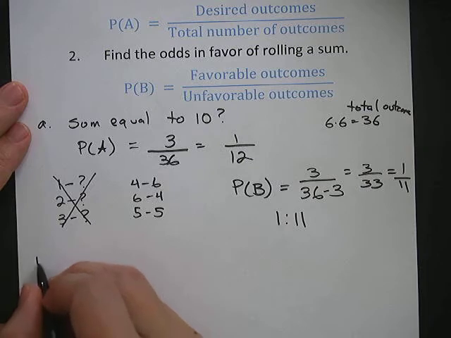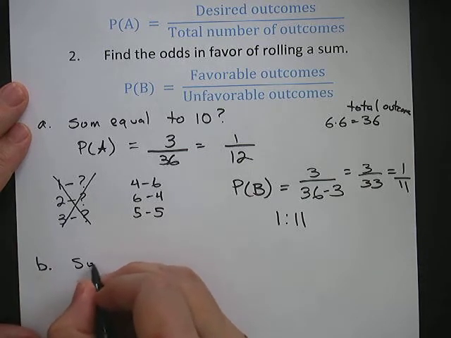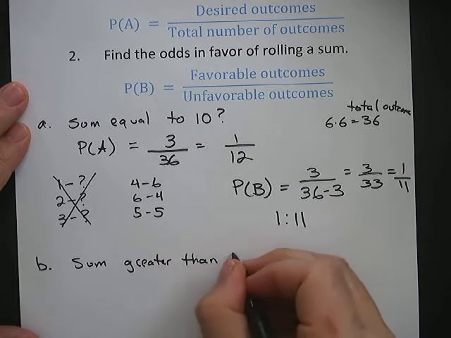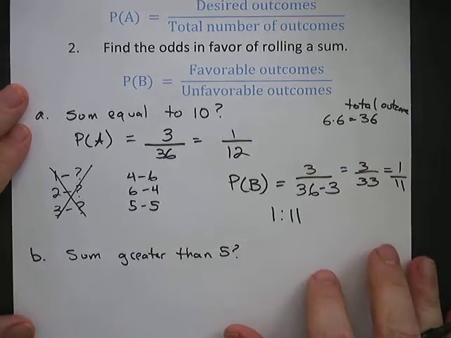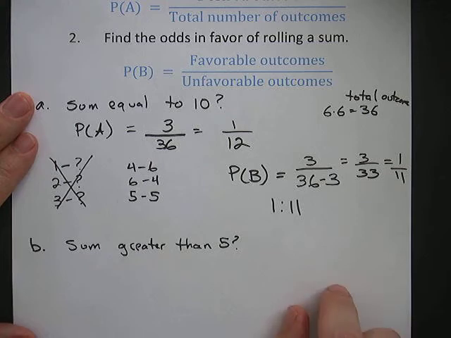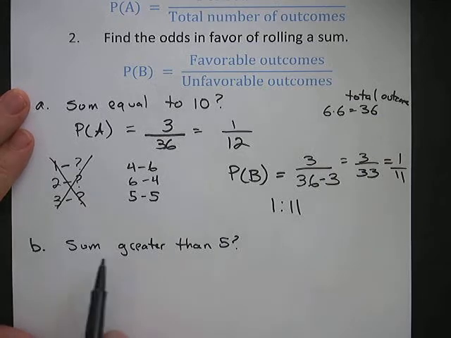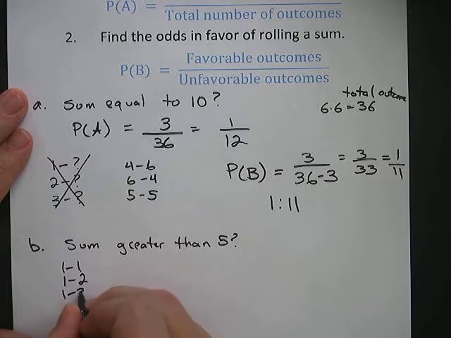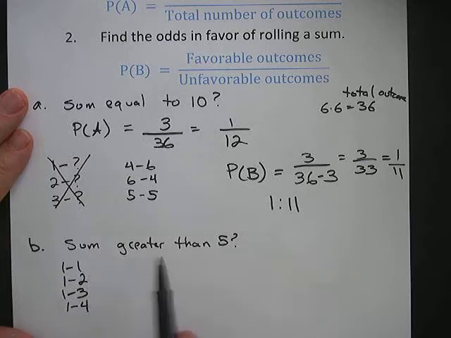Okay, let's try another one. Let's say that we want a sum greater than 5. Again, our total number of outcomes is 36. We need to figure out how many outcomes give us a sum greater than 5. There's 2 different ways to go about this. We could find the total possibilities that are less than or equal to 5 and subtract, or you could just write out every sum that gives you greater than 5. I'm going to do the first one. So 1, 1, that's less than 5. 1, 2, 1, 3, 1, 4, that's less than or equal to 5. So all these are not greater than 5.